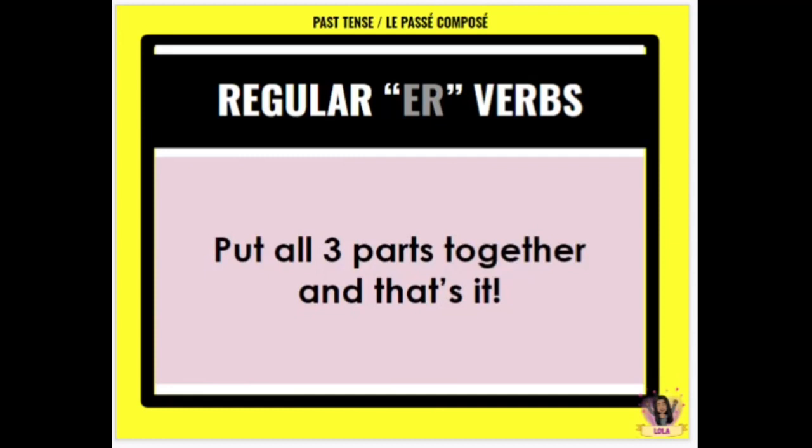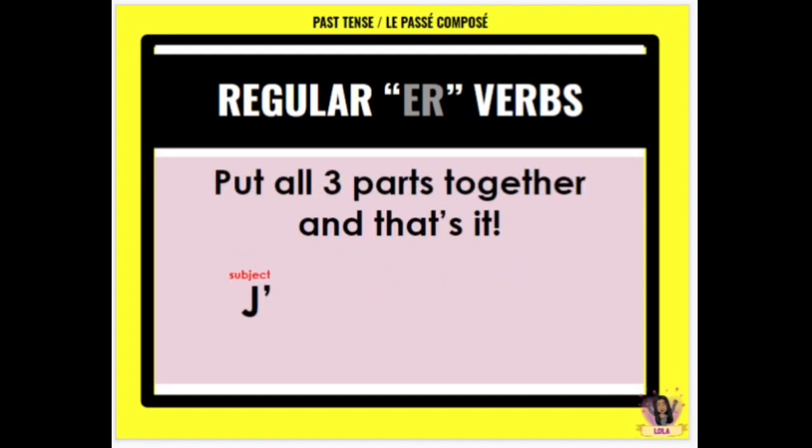So when you put all the three parts together, it'll look like this. So there's the subject, there's the auxiliary, and there's your past participle. J'ai regardé.